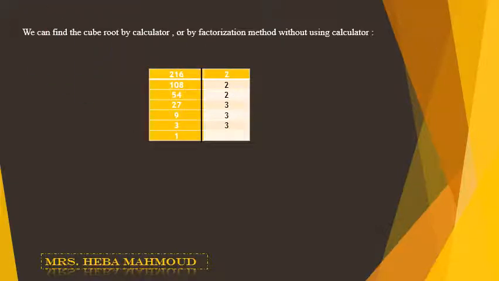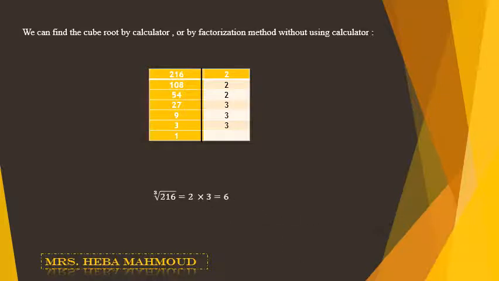a calculator. For example, if we have 216 and we want to find the cube root of it, first we will factorize 216. 216 divided by 2 will be 108. 108 divided by 2 will be 54. 54 divided by 2 will be 27. And 27 divided by 3 will be 9. 9 divided by 3 will be 3. And 3 divided by 3 will be 1.